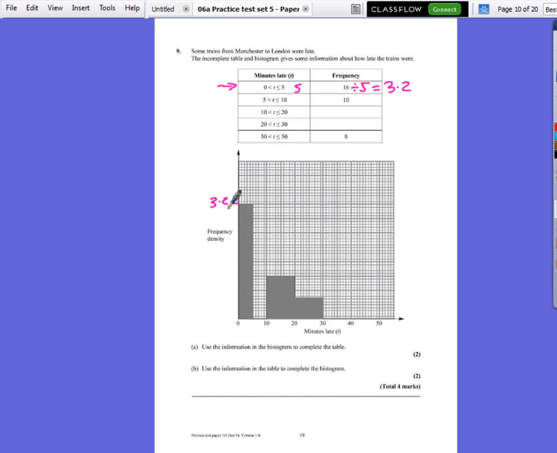Using that, we can tell that each large square must therefore be 0.8, because it will go 0.8, 1.6, 2.4, 3.2 and so on. The frequency density of the second bar then is, again, we've got a class width of 5, so we want to do 10 divided by 5, which would be 2. So we can put that second bar in now, so 2 would just be here.